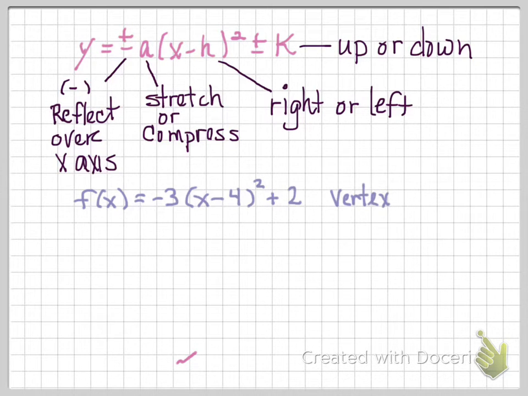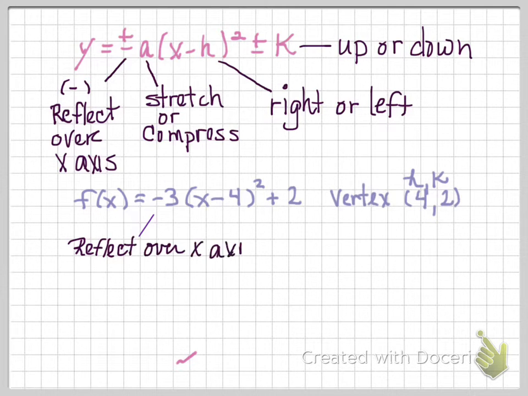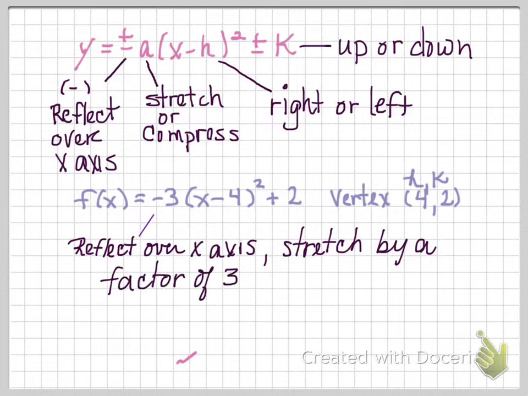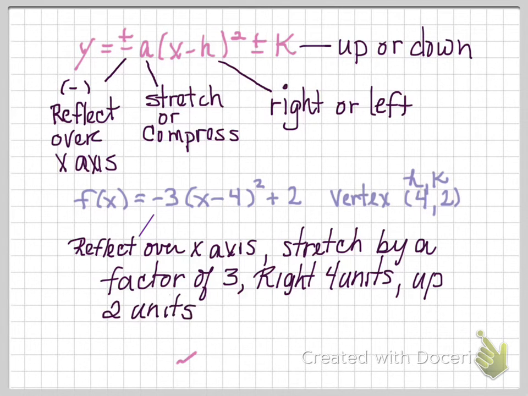So the vertex form is helpful because H and K are our vertex. And in this case, it would be a positive 4 and a positive 2. Remember, x minus is standard. We plugged in a positive number. So how would we state the transformation? Well, it reflects over the x-axis. That's the negative. It stretches by a factor of 3. It moves right 4 units and up 2 units. That's how we would express it verbally.